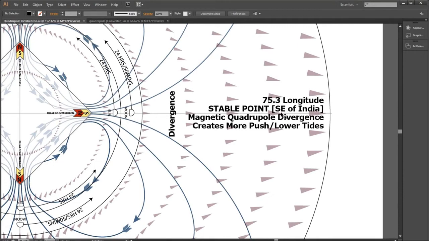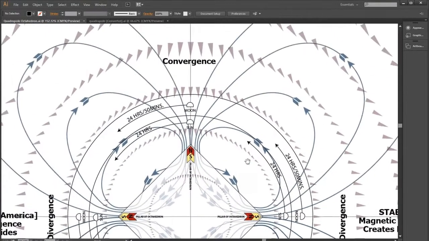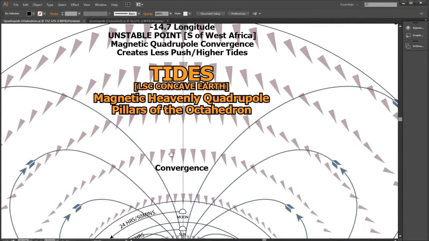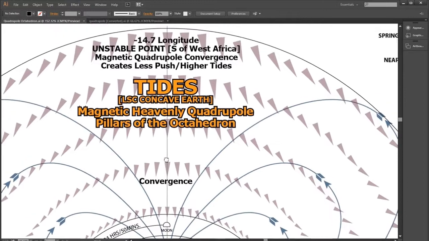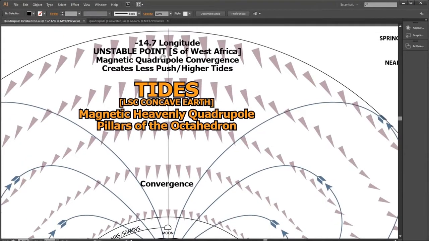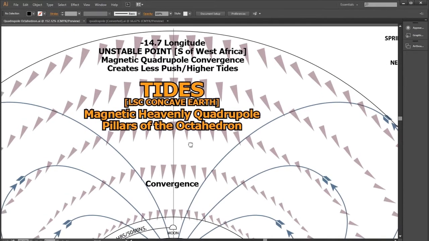Okay, that's a divergence. We have a divergence at a stable equilibrium point. That's why it's stable. You know, it's like unstable versus stable. Within the quadrupole, you have to understand that a stable point is kind of like you put a ball inside of a bowl, and the ball just goes right to the bottom. It doesn't move anywhere. It's stable. As opposed to an unstable point, where you put the ball on top of a bigger ball or a bowl, and it's going to fall right off. So that's happening with the unstable point, one at negative 14.7 longitude, just west of Africa. And the unstable point is going to create a higher water level, higher tide.